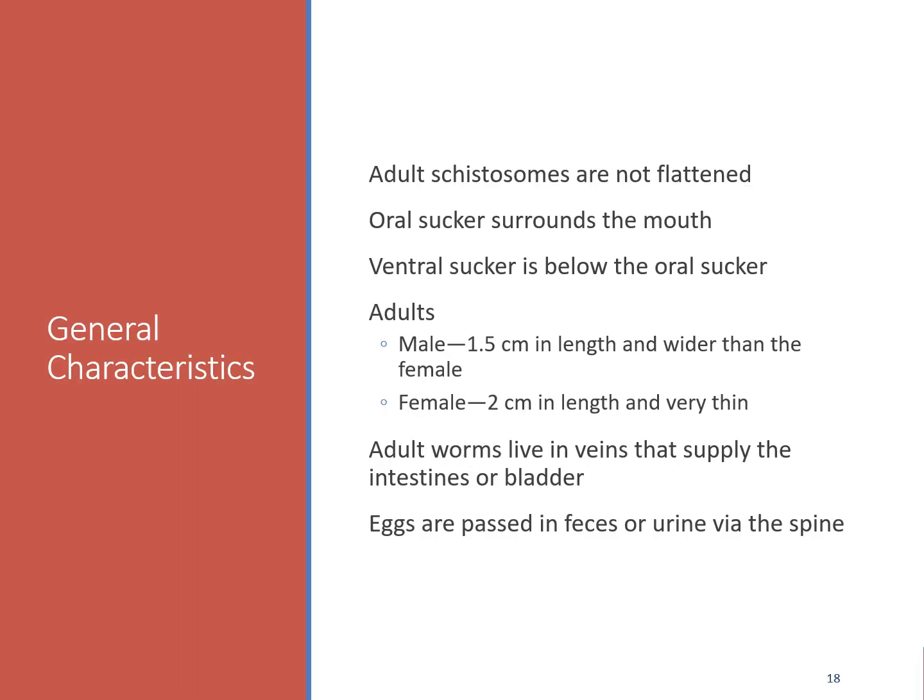So with all of these, the adult schistosomes are not as flattened as some of the others. They do have an oral sucker that surrounds the mouth, and they also have a ventral sucker that is below the oral sucker. The male is a little bit shorter in length and wider than the female, whereas the female is a little bit longer but very thin. The adult worms live in the veins that supply the blood supply to the intestines and the bladder, and then the eggs are passed in the feces or the urine. And so you're looking at the spine of this egg for identification.